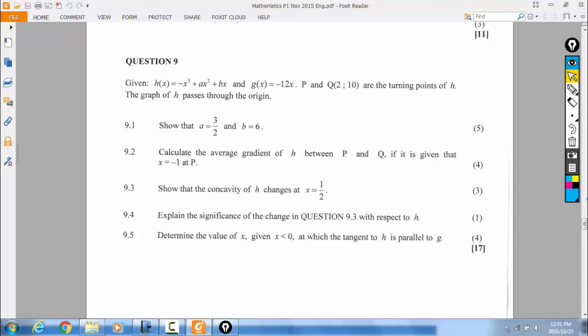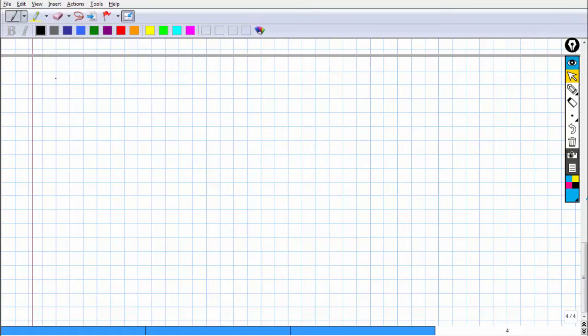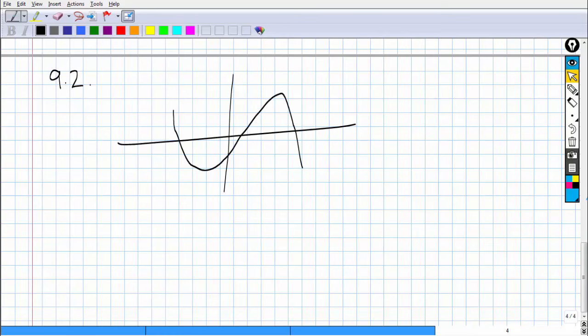When they say average gradient, all they are saying is we have some graph, and we know the graph looks like this. There's our q, which is sitting at 2 and 10, and they've given us our x value of p, which is at -1 comma some y value. We can calculate the y value, we just plug it into our equation and we get it. But when they say average gradient, what they mean is take a line, connect those two dots, and find the gradient of that line. That will give us the average gradient between those.